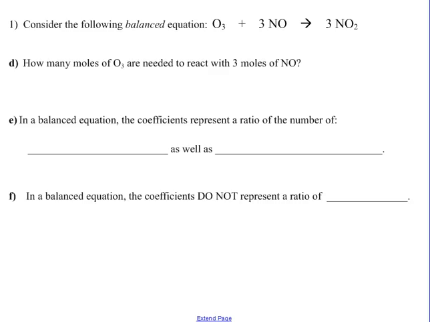Let's take a look at question number 1D. How many moles of O3 are needed to react with 3 moles of NO? So this problem goes back to the idea of mental math. If you have 3 moles of NO, you're going to need 1 mole of O3.